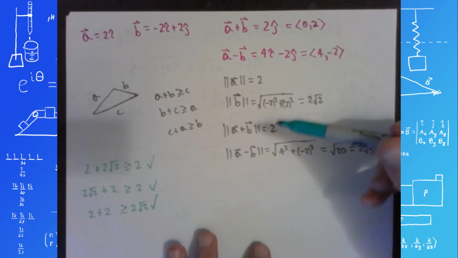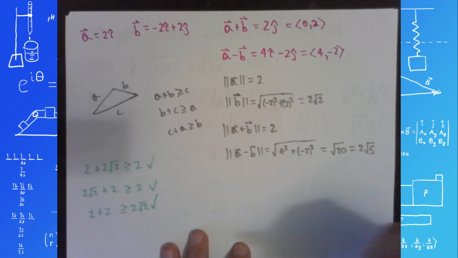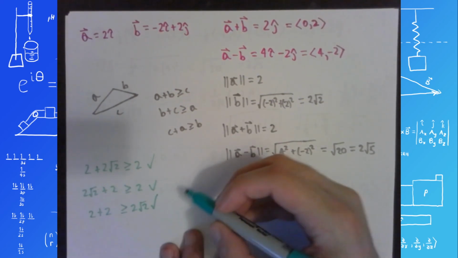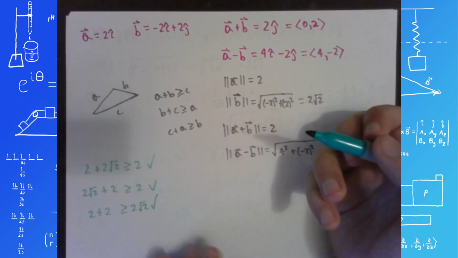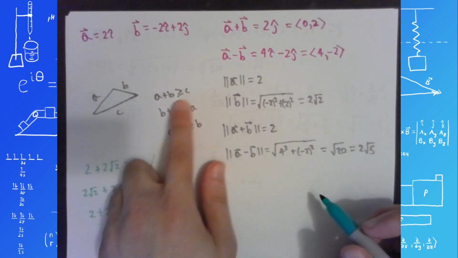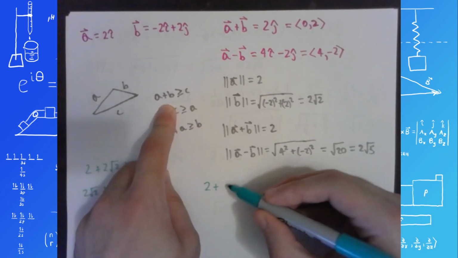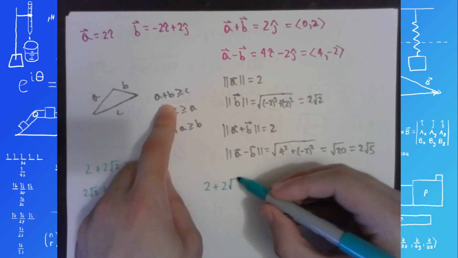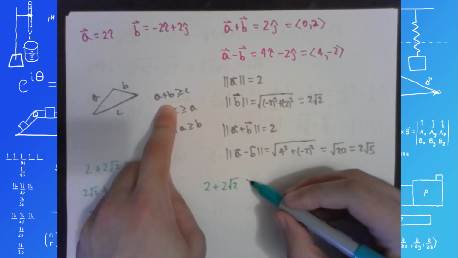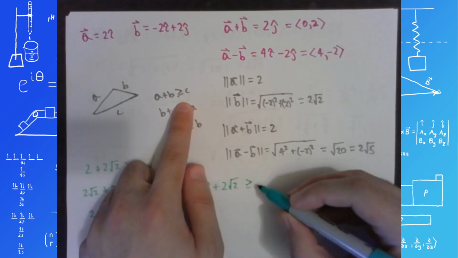Now we're going to do it again for A, B, and A minus B. This one is going to be a little bit trickier, but not too terrible. So first we're going to try A and B compared to A minus B. So 2 plus 2 root 2. Is that greater than or equal to 2 root 5?